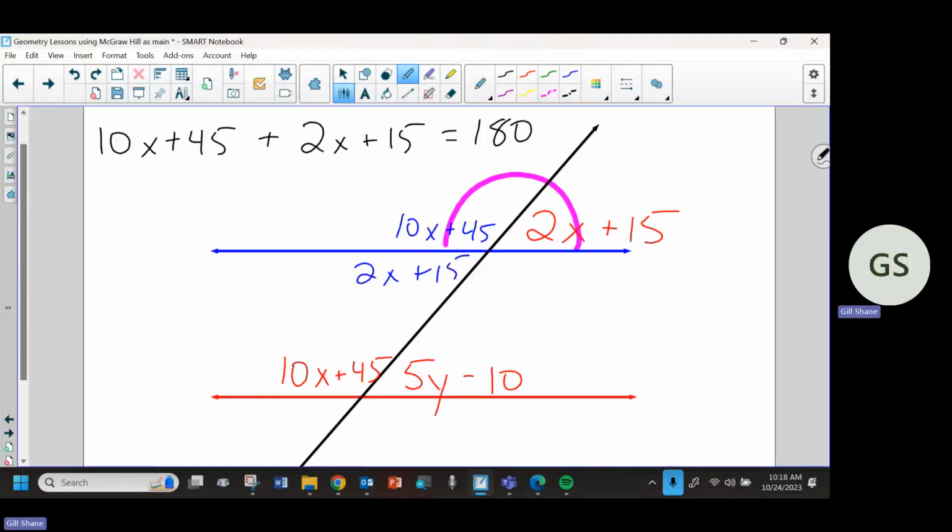12x. I'm going to do a short version of it because I'm running out of a little bit of room. So I add the x terms, I add the numbers, which is 60. All I did is I added the x terms together and I added the numbers together. Now I subtract 60 on both sides. Whatever I do on one side, I've got to do on the other side. 12x equals 120. So x equals 10.